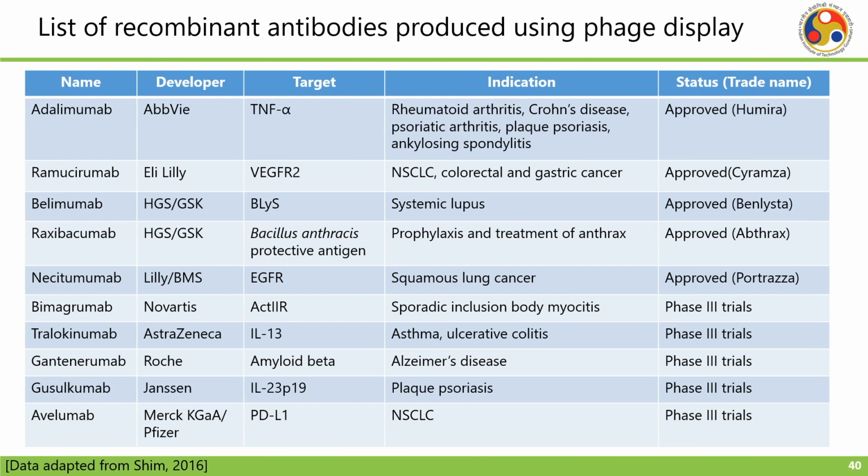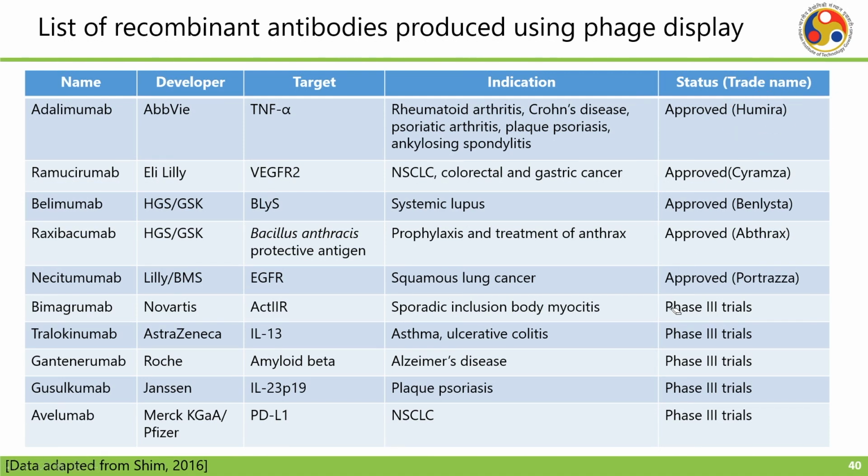So, here is a list of recombinant antibodies produced using the phage display technology. In the first column you can see the name, for example, adalimumab, and then in the second column you have the company or the developer, this is BASF, and then you get the target, this is TNF alpha, and the indication against which it is useful, like rheumatoid arthritis, Crohn's disease, psoriatic arthritis, plaque psoriasis, and so on, and the status or the trade name, this is approved as Humira.